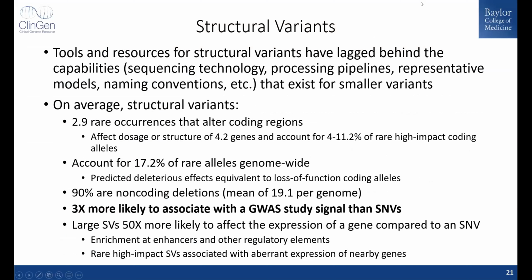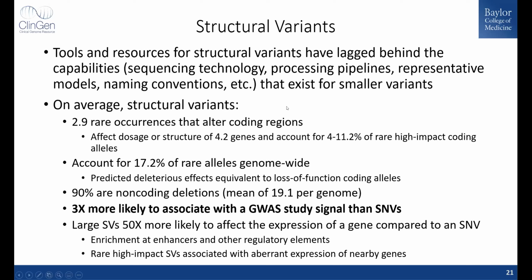But the overview for structural variants, and talk about some of the complexities that basically change between the way we're able to handle these short variants versus the structural variants and complex variants. So the tools and resources for structural variants lag behind the capabilities, the sequencing technology, processing pipelines, models, naming conventions that exist for smaller variants. Probably because a lot of times it was the data that was being generated.